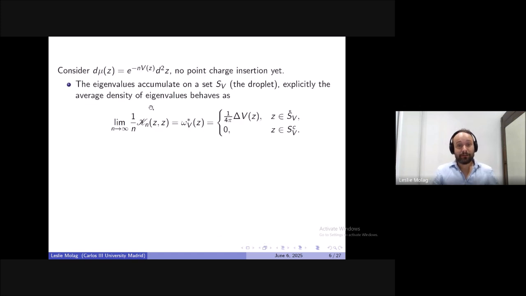In formulas, you can be a bit more explicit about this. You will have to believe me that it's a fact about determinantal point processes that if you take this function K_n on the diagonal, so K_n(z,z), and divide it by n, that gives you the average density of the eigenvalues. When you take the large n limit of that object, you actually get a limit: the Laplacian of the potential divided by 4 pi, inside the droplet, strictly in the interior. But outside the droplet, you get 0. So there, in the large n limit, you won't see eigenvalues anymore.